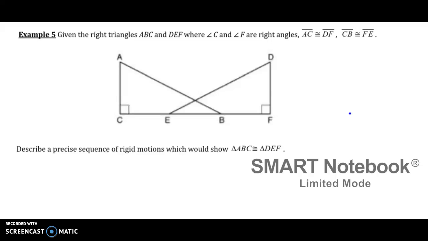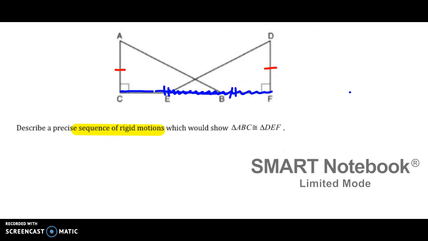Unit 3, Lesson 7, example number 5. Given the right triangles ABC and DEF, where C and F are right angles, AC is congruent to DF, and CB is congruent to EF. Describe a precise sequence of rigid motions which would show that triangle ABC is congruent to triangle DEF.